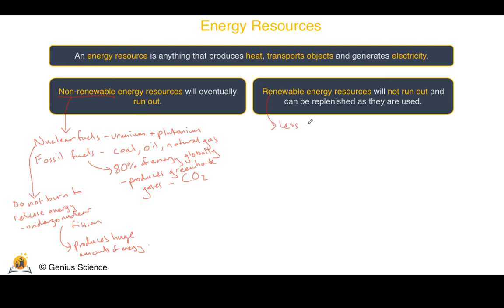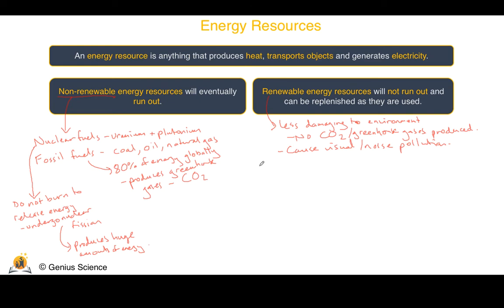Renewable energy resources are less damaging to the environment. This is because there is no carbon dioxide or other greenhouse gases produced. However, they can do damage to the environment in other ways. Some renewable energy resources can cause visual pollution or noise pollution.